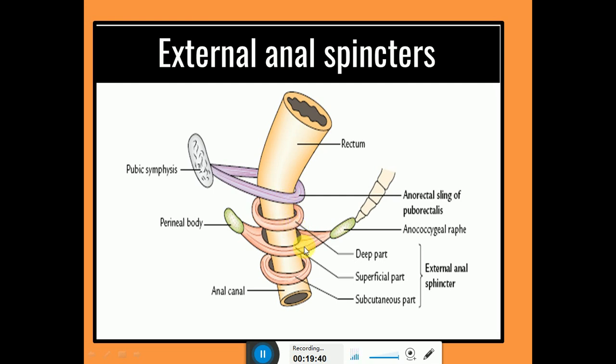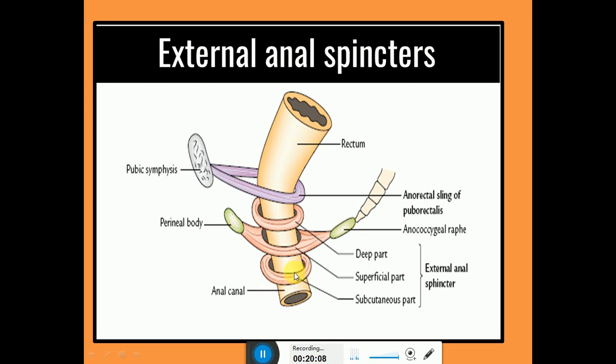Next, we are moving on to the superficial part. It arises from the tip of the coccyx. It is also attached to the anococcygeal raphe behind. This is the anterior portion, and this one is the posterior portion. Anteriorly, it is attached to the perineal body, and posteriorly it is attached to the coccyx and anococcygeal raphe.